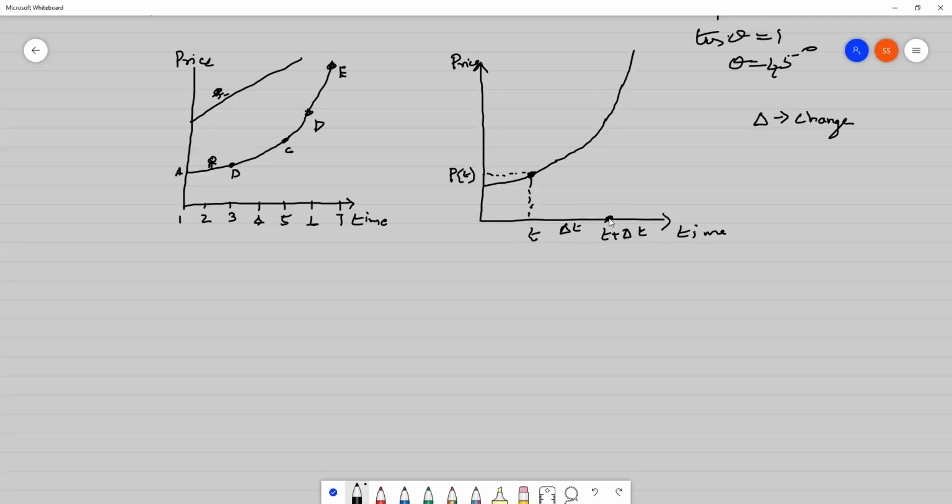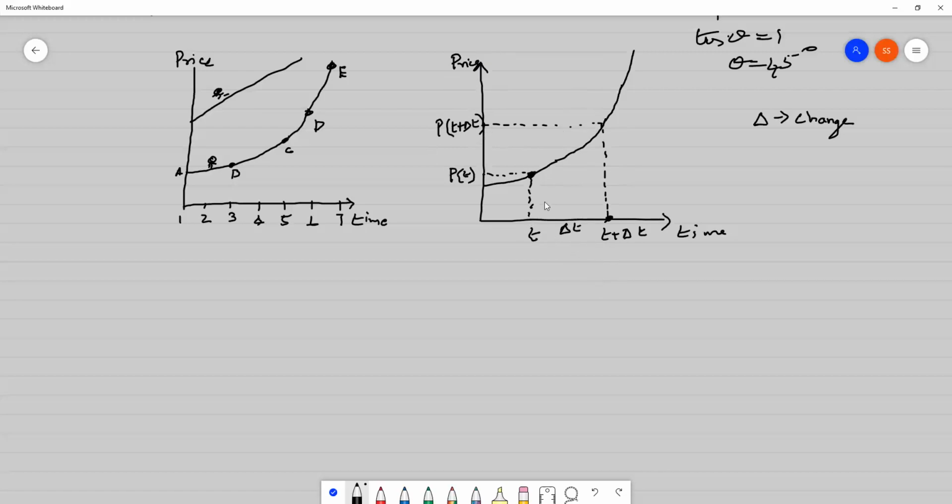At this time, let the price of rice be something else. On the Tth day, the price of rice is P of T. On the T plus del T day, the price of rice is P of T plus del T. This price is always a function of time. It depends on what the price is on the first day, on the fifth day, like that.